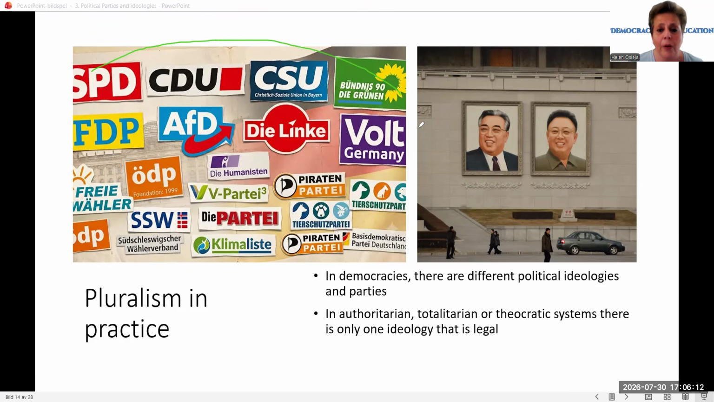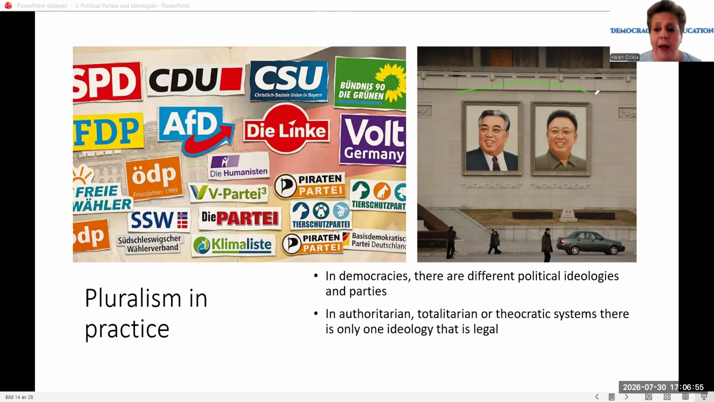Here, for example, we have a collage of the different political parties that exist in Germany in the 21st century. For example, the Social Democrats, which is center-left, the Christian Democratic Union, which is center-right, the Alternative for Germany, Alternative für Deutschland, which is nationalistic, Die Linke, which is far-left, Klimaliste, which is environmentalist, and so on and so forth. Now here you have many different ideologies which compete for power.